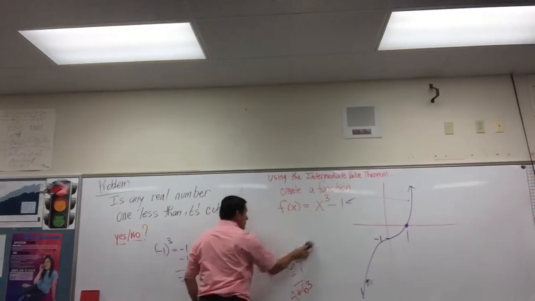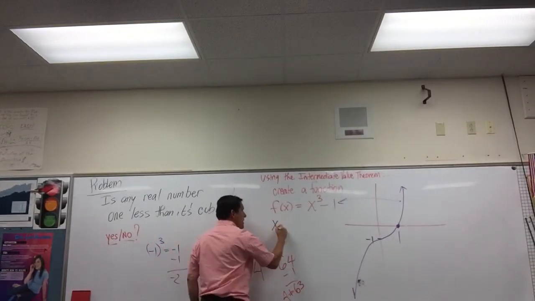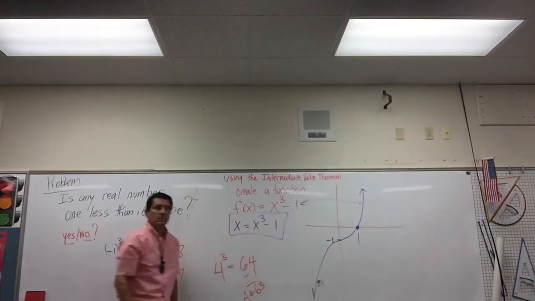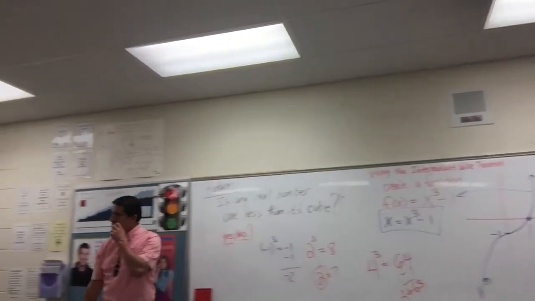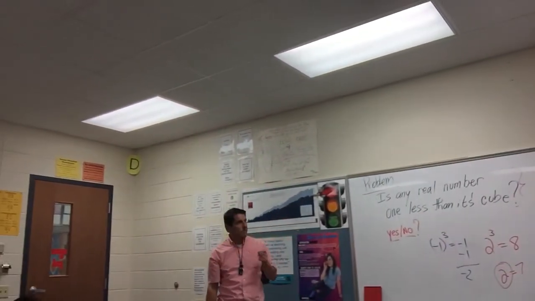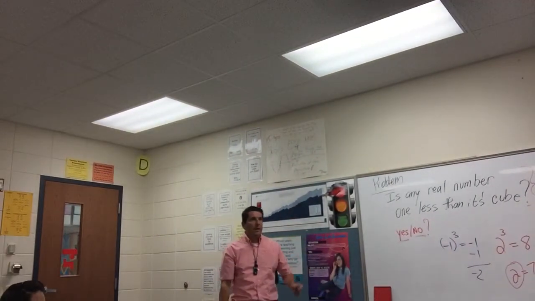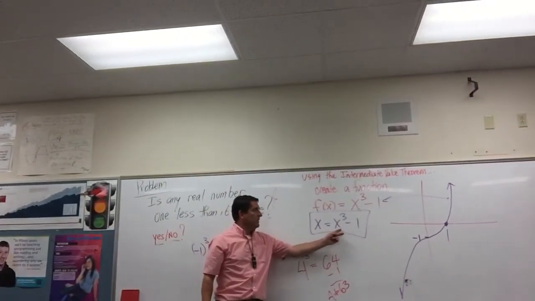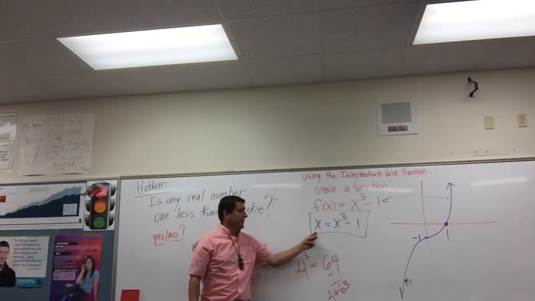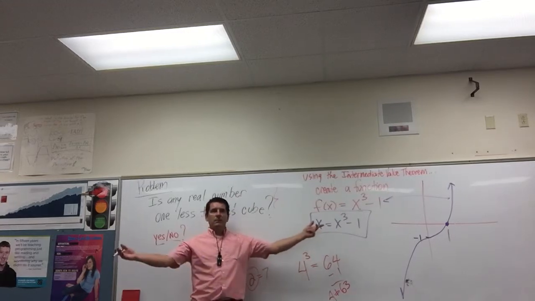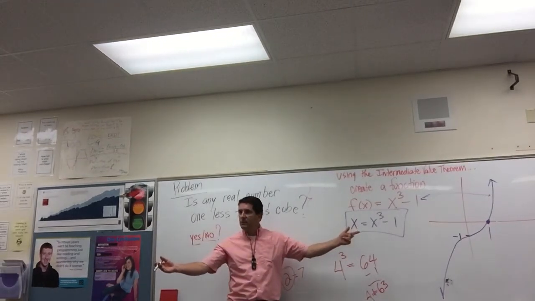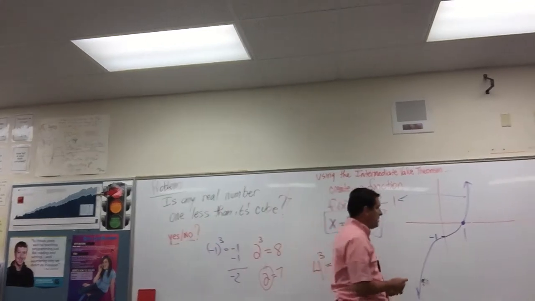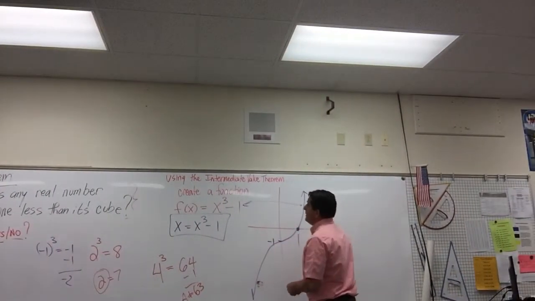Well, let me propose this. Don't we really want this? See what I'm saying there? If we could find a number such that if you cubed it and subtracted 1 from it, you got the same number, we'd have our answer. Pull out your calculator, graph that, and we'll put a sketch up here, and we'll see how this relates to the intermediate value theorem.